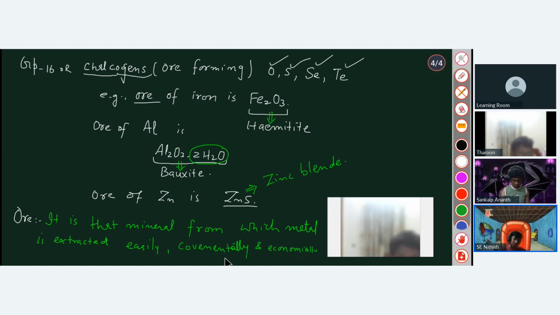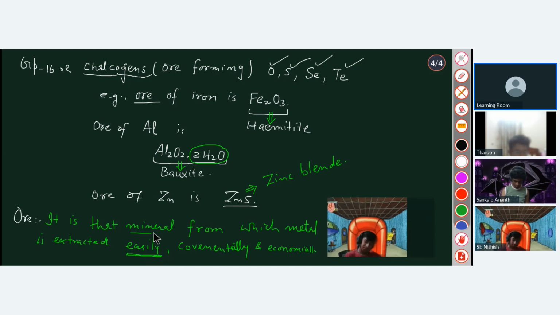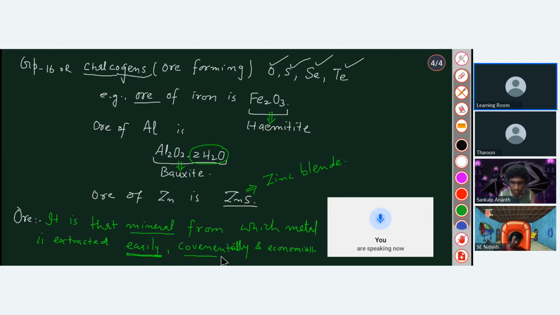What do you mean by this? So that means it is that mineral from which metal is extracted easily. So that means we should easily extract the metal. That type of mineral is known as ore. The method should be very simple, convenient, easily available, and it should also be economical. Economical means that less money should be used for the extraction of metal. So such a mineral will be known as ore.